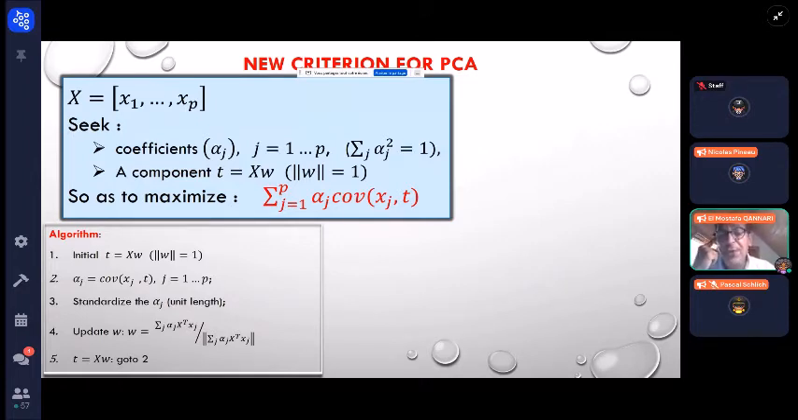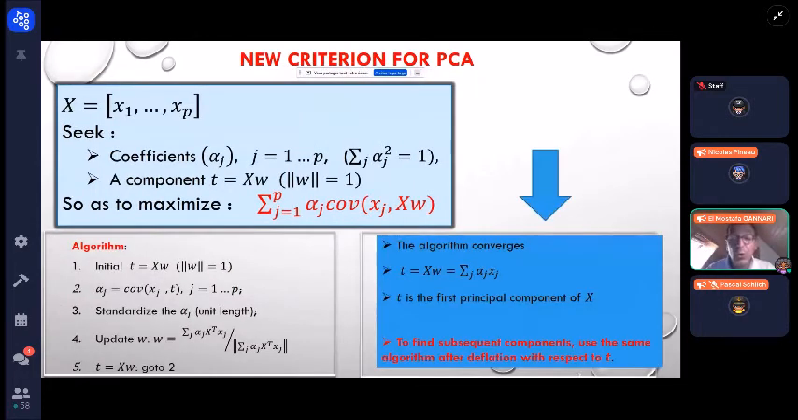The algorithm to solve this maximization problem, you have it here. You start with an initial T, and you compute the alpha_j as the covariance between X_j and T, and you standardize these coefficients to have the sum of squares equal to 1. Then you update T, and you start again from step 2. And we can show that the algorithm converges, and in this case, we have T, which is the target component, equal to the sum of alpha_j X_j. You have two components, but in this precise case, these two components are equal, and they are equal to the first principal component of X.